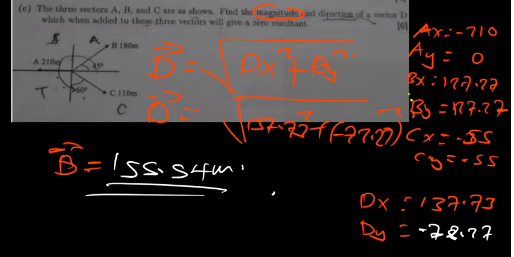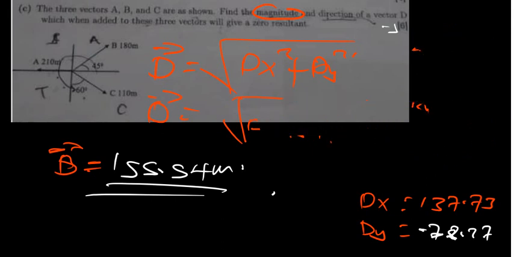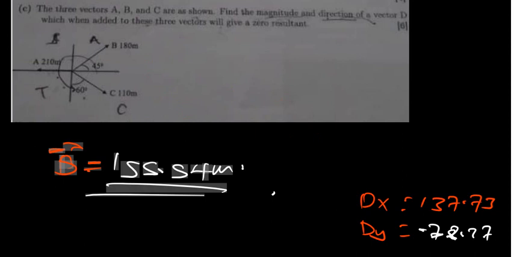This is 6 marks. What we have done so far is 3. Next, find the direction. But before you find the direction of this vector D, first check the signs. Is it going to fall in the first quadrant? Second? Third? From what we have here, Dx is positive, Dy is negative. Where do we expect our angle to be? In the fourth quadrant, I think.